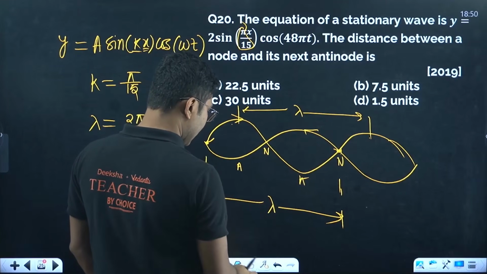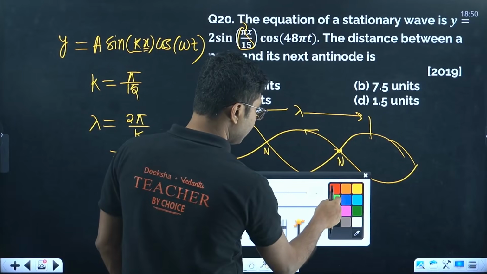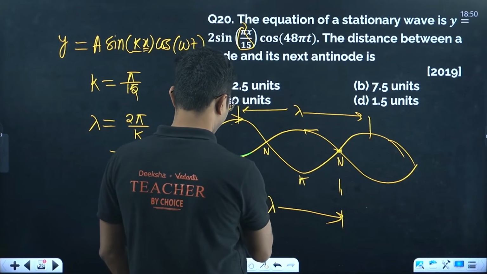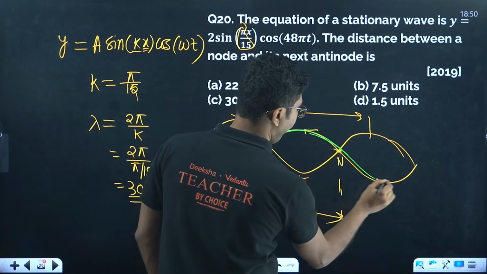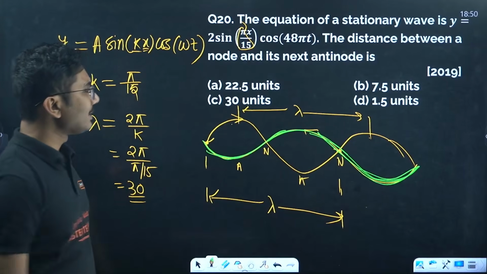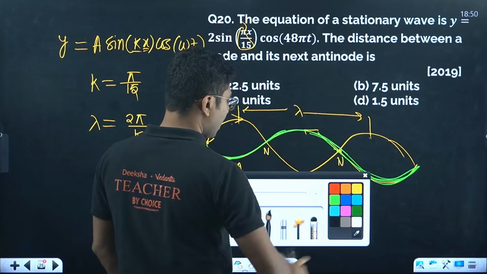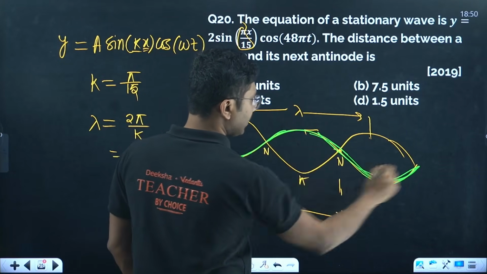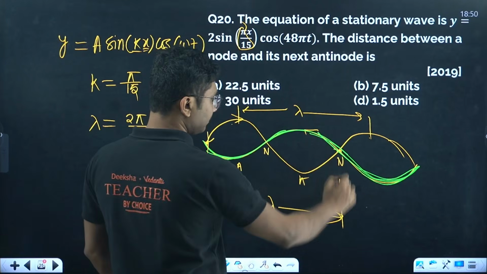Let me use a second color for that, so that you don't get confused. I hope this will be clear now. So the wavelength is actually the distance between two consecutive crests or consecutive troughs. Troughs means the bottom one is called troughs. So this one and the next one, whatever it is coming. So this total length is lambda.